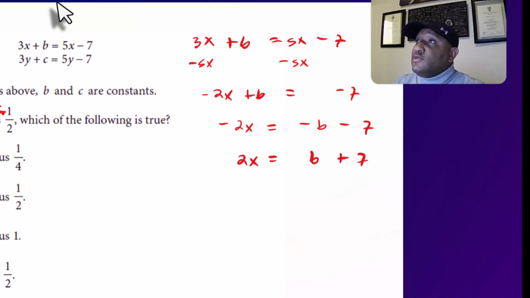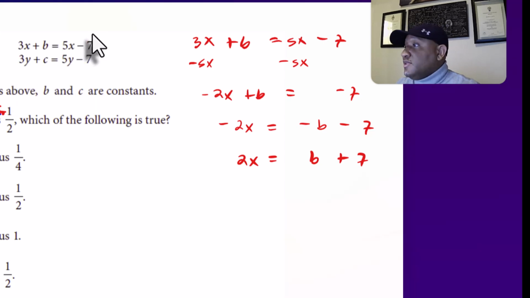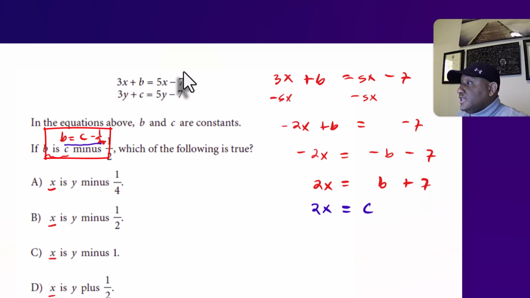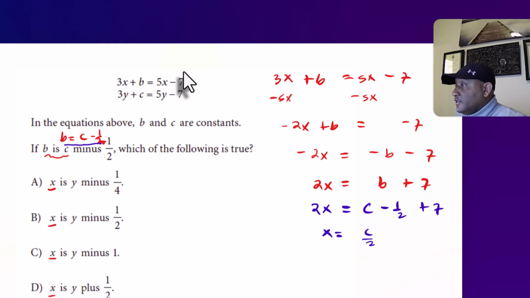Now, I'm going to replace my b with that right here. So this is going to be 2x equal to c minus 1/2 plus 7. Now, if I divide everything by 2, I'm going to get x equal to c divided by 2. If I divide negative 1/2 by 2, I'm going to get negative 1/4. And if I divide 7 by 2, I'm going to get 7 divided by 2. So that's going to work out to be that part of the problem.